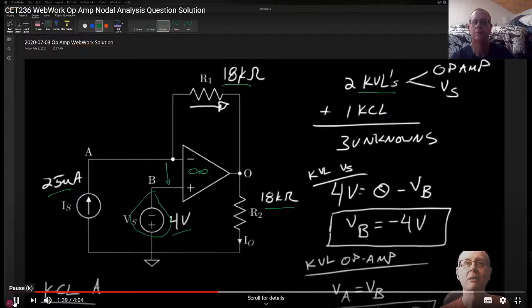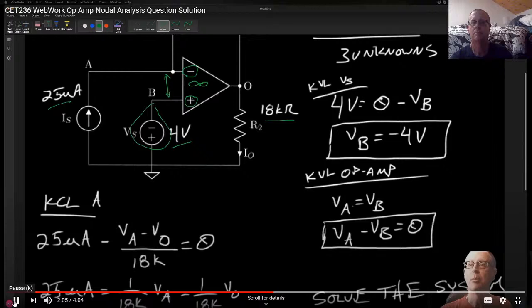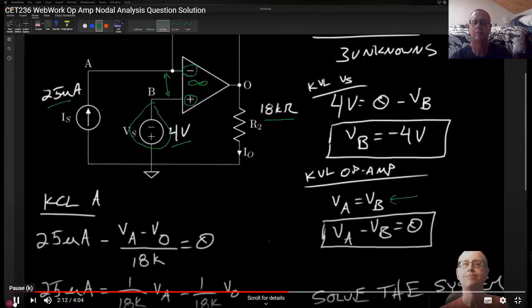The other KVL equation is because of the ideal nature of the op-amp: the voltage difference between nodes A and B, between the inverting input and the non-inverting input of the op-amp, has to be 0. Okay, so there's the first KVL, right? 0 minus VB equals 4 volts, and that's okay. And then the KVL for the op-amp is just VA minus VB equals 0, or VA equals VB.